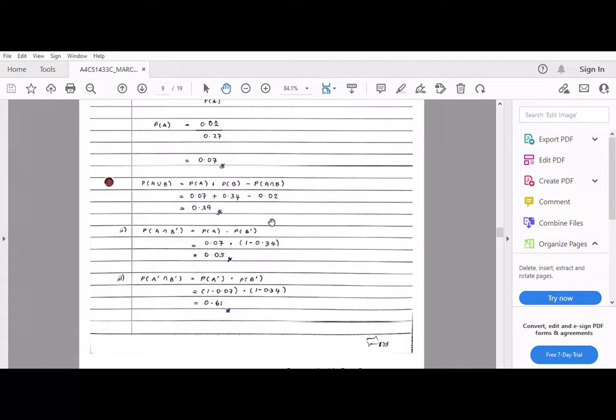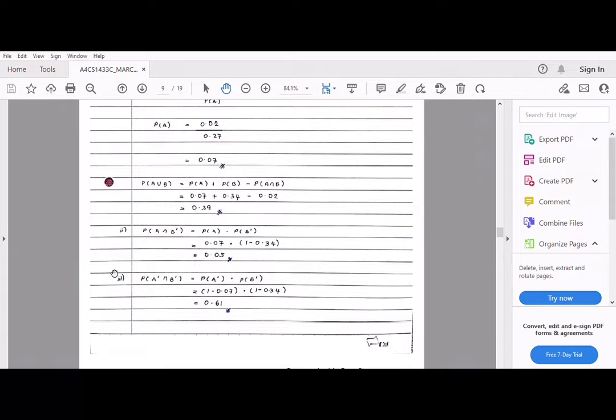Okay, how to find probability B prime? So you know probability B is 0.34. To find probability B prime, 1 minus 0.34. Then when you calculate, you will get 0.05.